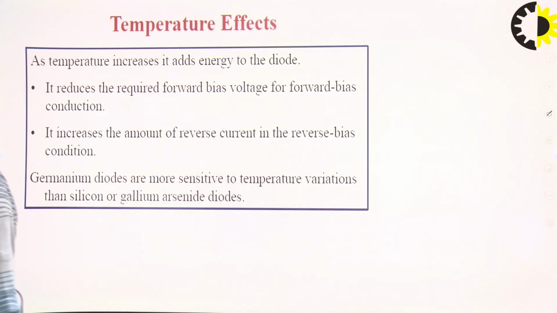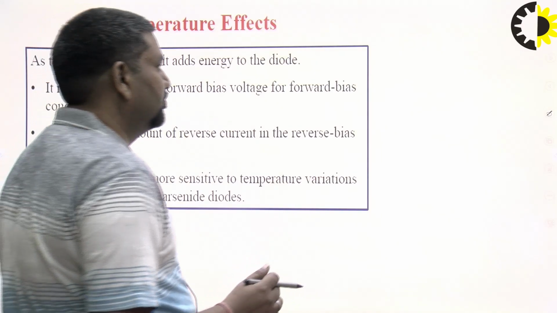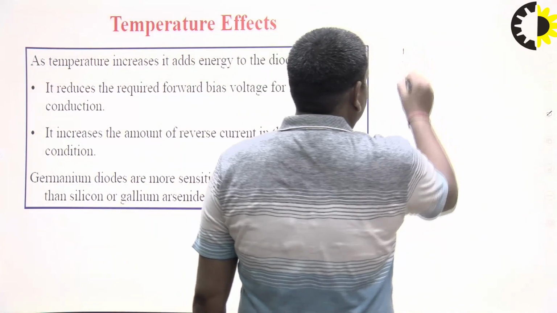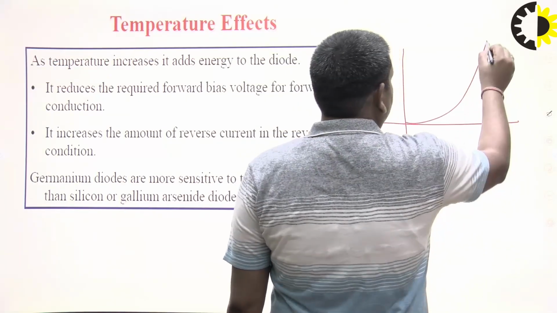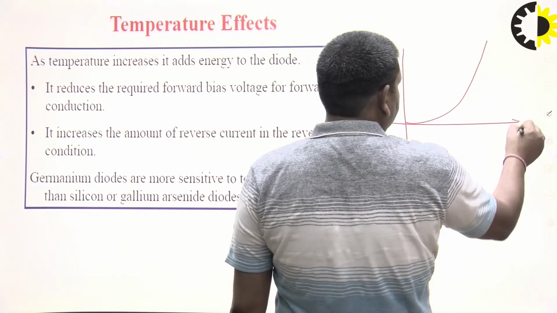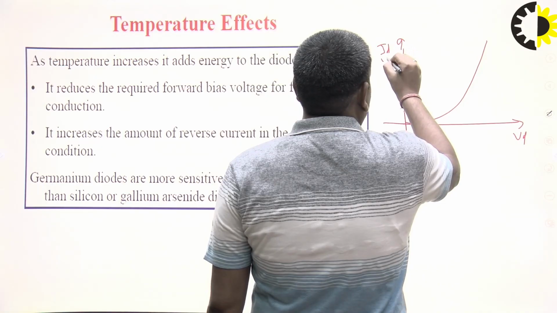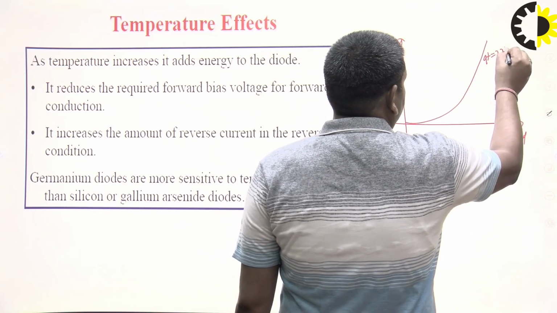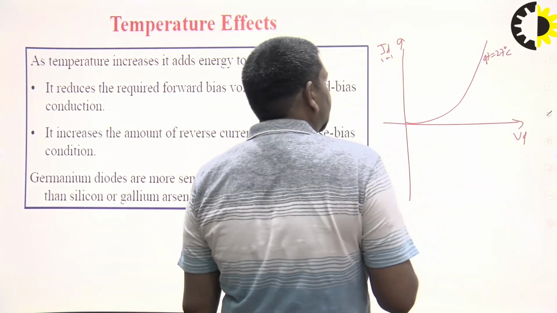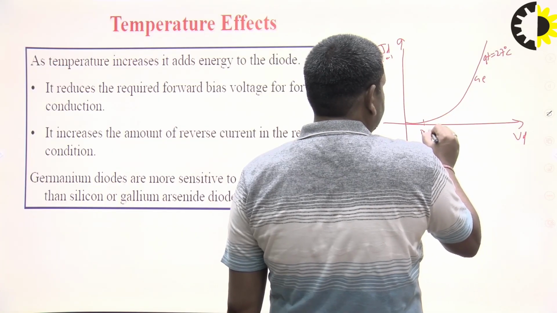What is the temperature effect on the VI characteristics? If we increase the temperature, the cut-in voltage is reduced. What is the meaning of this? This is the effect of temperature on VI characteristics. Here, this axis is the diode voltage and this is the diode current in milliampere. At 27 degrees centigrade, this characteristic follows. This is a germanium diode, with a cut-in voltage of 0.3 volt.